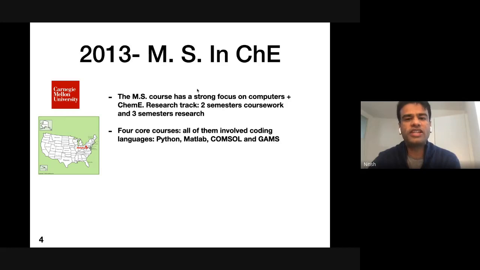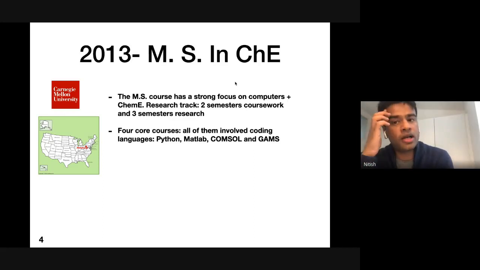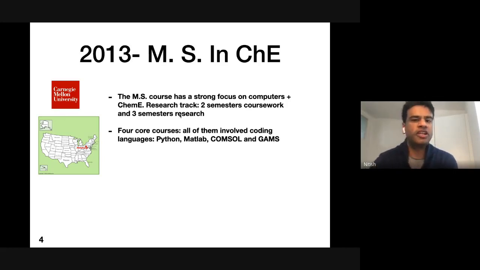The master's course that I did at CMU, which was a master's in chemical engineering, actually had a strong focus on computers in chemical engineering. The idea was that it would be 2 semesters of coursework and 3 semesters of research. So it was a research track. You also have a coursework track, which is just 1 year, but that's more if you're interested in a job in the industry. But if you want to do research, then you should consider the research track, where you also have enough time to do a master thesis.